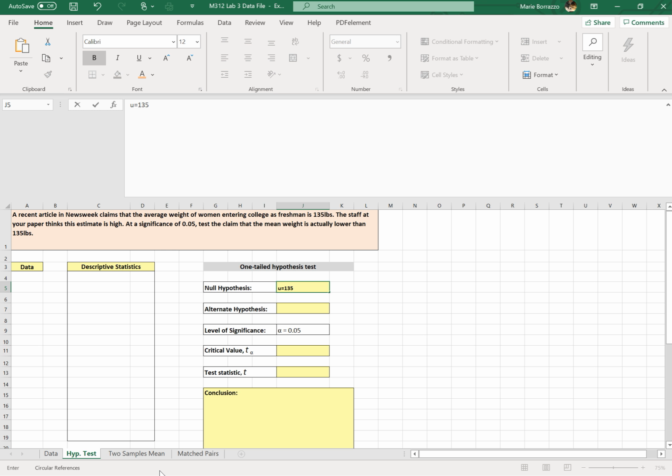It says the staff at your paper thinks the estimate is too high. At a significance of 0.05, test a claim that the mean weight is actually lower. So your alternative hypothesis is that mu is less than 135. Okay, so that is a directional hypothesis. We're testing the claim that the mean weight is actually lower than that. Then we're looking at the average weight of women entering college as freshmen.